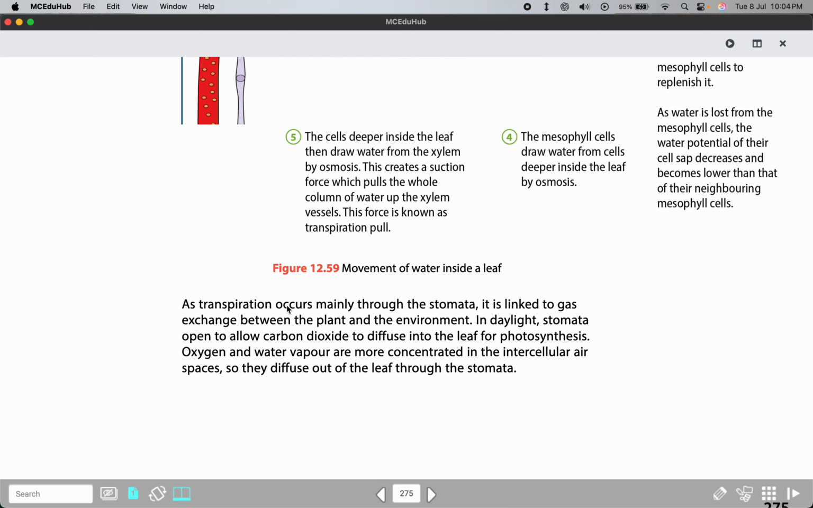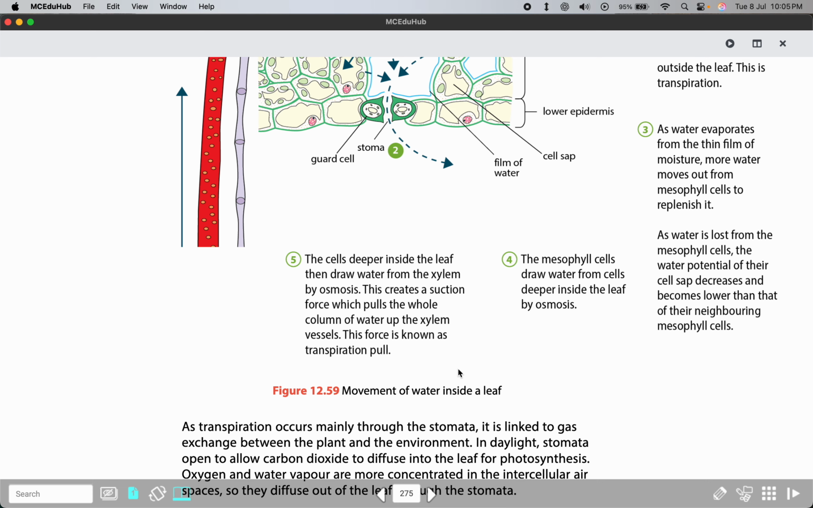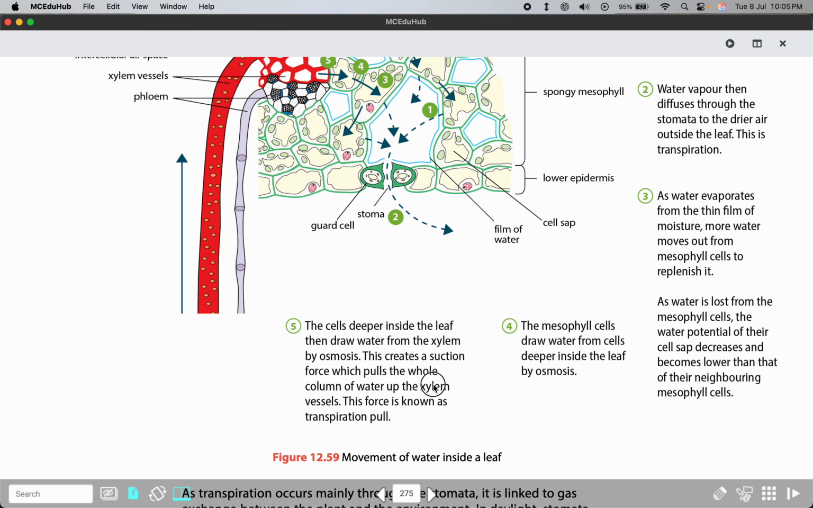Now, because transpiration occurs through the stomata, it is also linked to gas exchange between the plant and the environment. What I mean by linked is that when gas exchange is happening, it affects the rate of transpiration. So for example, in daylight, the stomata opens wider to allow carbon dioxide to diffuse into the leaf for photosynthesis. Oxygen and water vapor are more concentrated in the intercellular air spaces, so they will diffuse out of the leaf through the stomata.